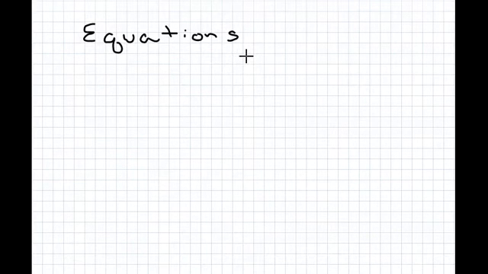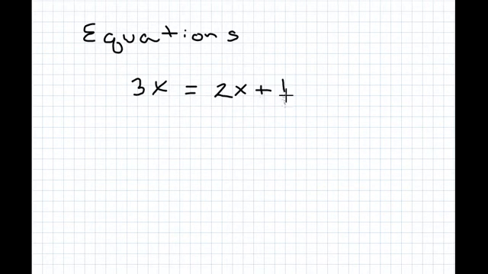Alright, in this section we're going to be talking about equations. An equation is a statement where two algebraic expressions are equal. Here's an example. Let's say we've got 3x and we set it equal to 2x plus 1. So this is an equation. 3x is an expression, and 2x plus 1 is an expression, and we set both of our expressions equal to each other and we get an equation.